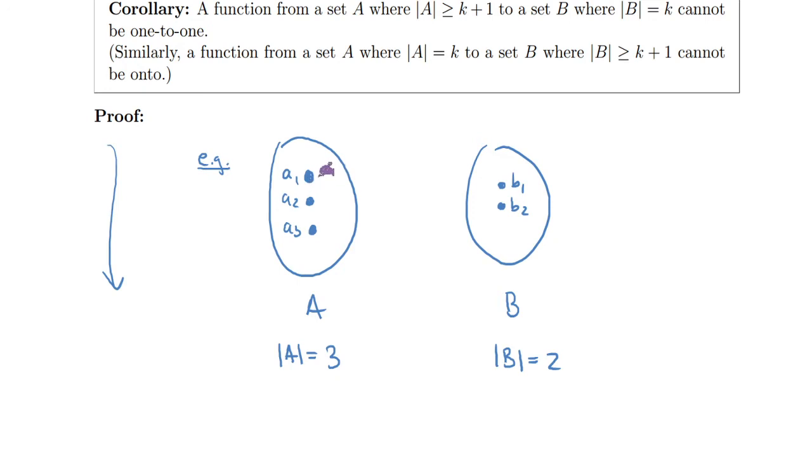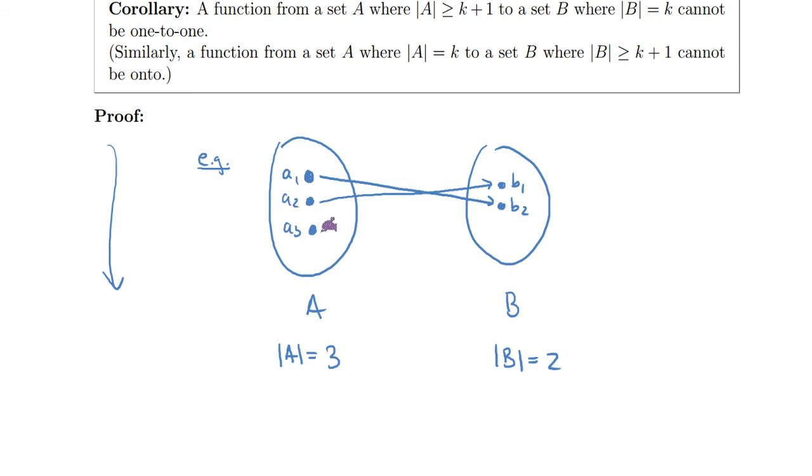Now if I try to create a function, look at what will happen here. A1 has to get sent somewhere, so let's say it gets sent to B2. Now A2 has to get sent somewhere, and it can go to either B1 or B2. But if it goes to B2, it'll definitely not be 1 to 1 anymore, because then I'll have distinct things going to the same thing. So if I'm trying to maintain being 1 to 1, the only other choice is to go to B1.